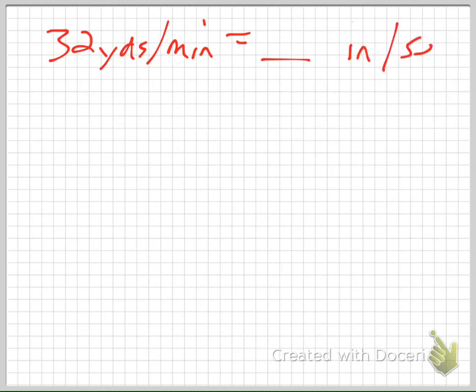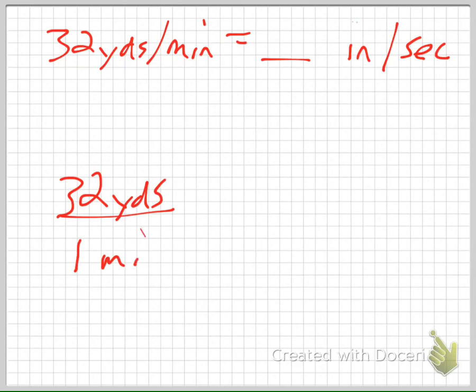Let's do, okay, 32 yards per minute is equal to how many inches per second? Get this right, people. You may use a calculator. Pay attention. For real. Remember, to do this, all you do is you take what you have and you're going to multiply it by 1. Right? That's all you're going to do. Take what you have, 32 yards in 1 minute, and we're going to multiply it by 1, and then multiply it by 1.